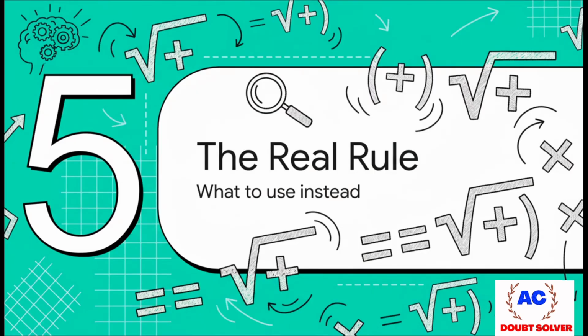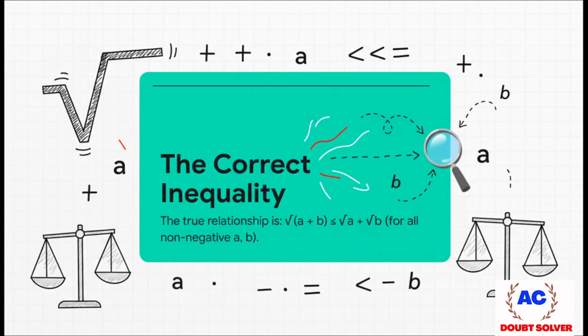Okay, so we've spent all this time talking about what not to do. So what's the right way to think about this? What's the real rule we should be using instead? Here it is. The real relationship isn't an equal sign at all. It's an inequality. The truth is that the square root of a plus b is always going to be less than or equal to the square root of a plus the square root of b. And this is true for any positive numbers you can possibly throw at it.